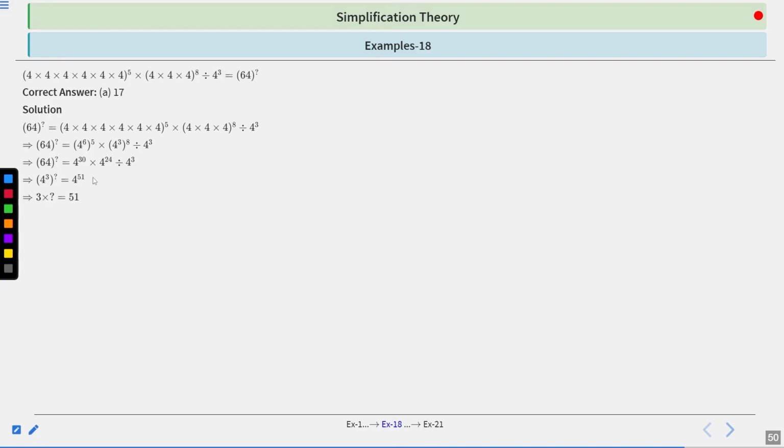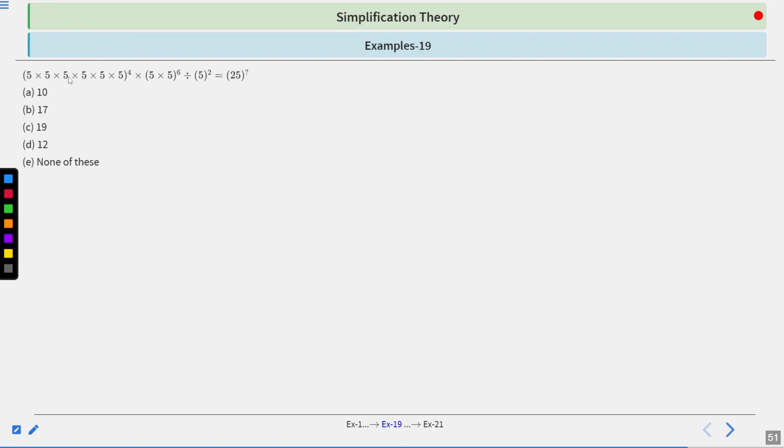Now we can compare the powers because both the bases are equal. So 3 into question mark equals 51. So we get in the place of question mark 17, 51 upon 3, which is 17. So A is the correct answer. Next one.